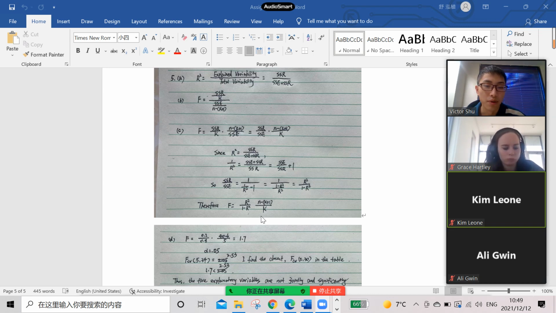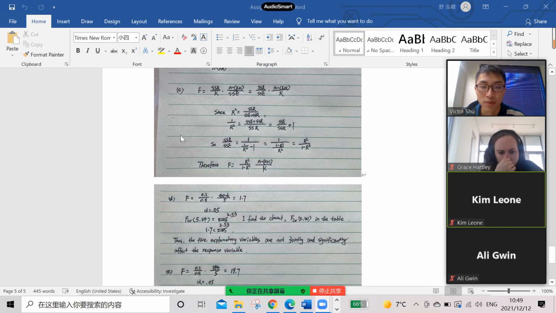I don't think this formula would be given in the exam, but I didn't have a chance to look at the exam. For those 2 formulas in part B and part C, I recommend you guys memorize them, because the F-test is very, very important.